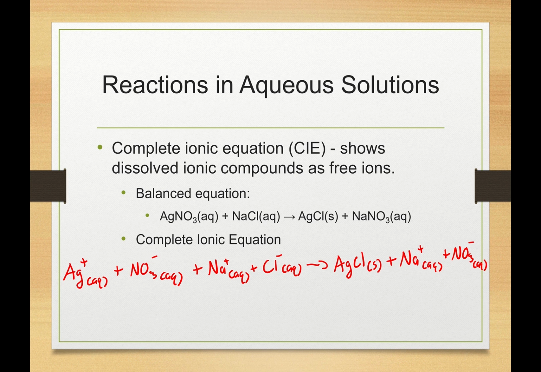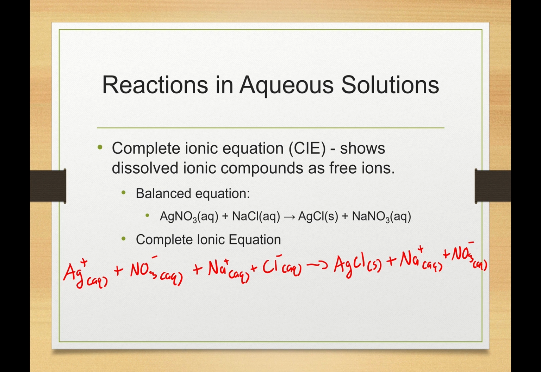So what we're seeing here is called the complete ionic equation. It is showing all of the actual ions involved in this reaction. So these different compounds are not entirely formed compounds, but rather a series of free ions, with the exception of the silver chloride that is not soluble.